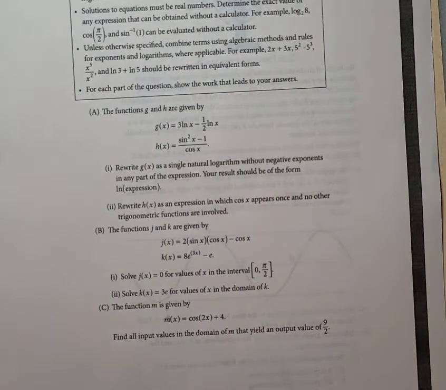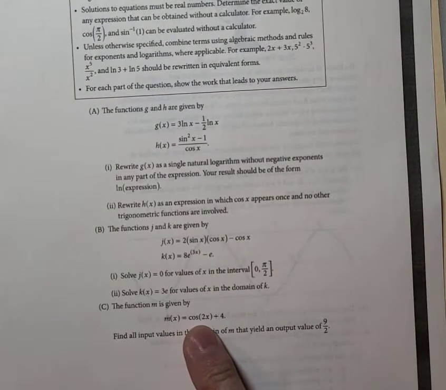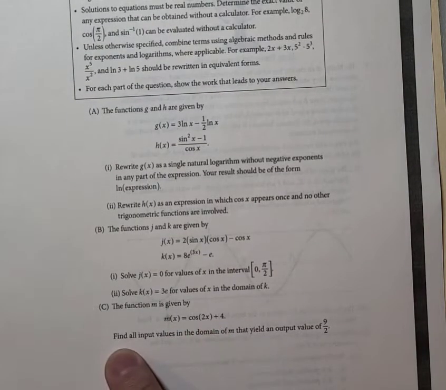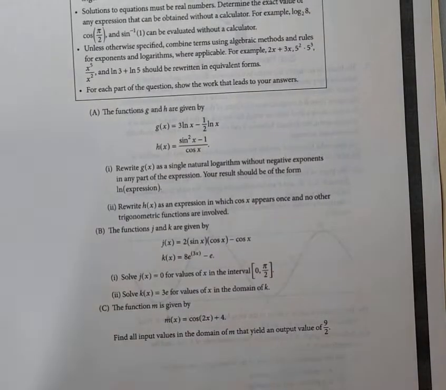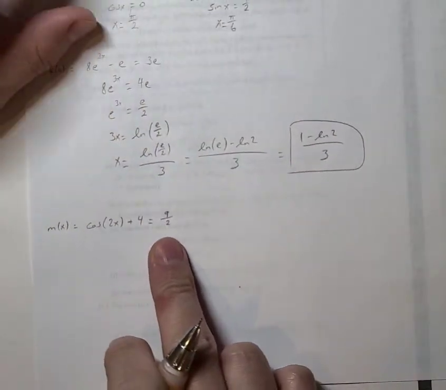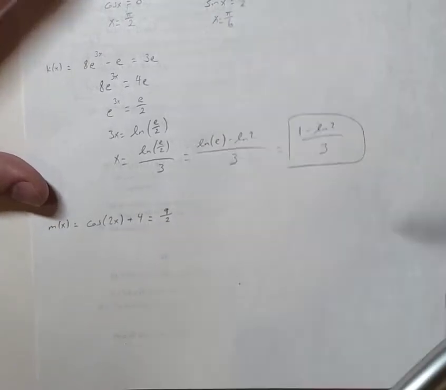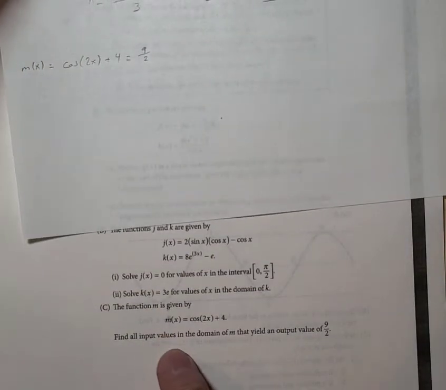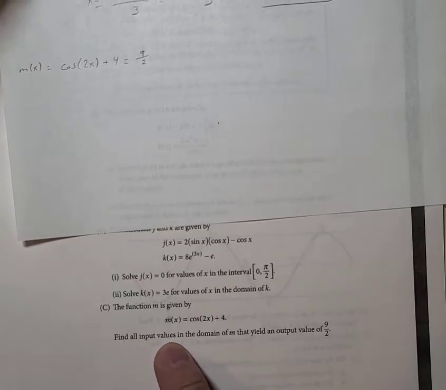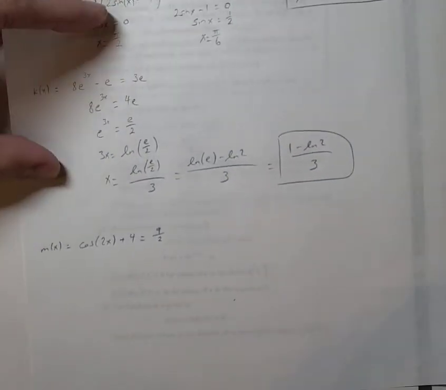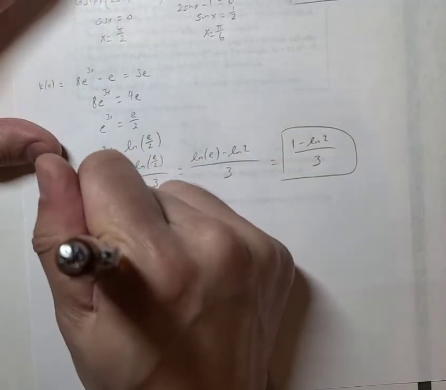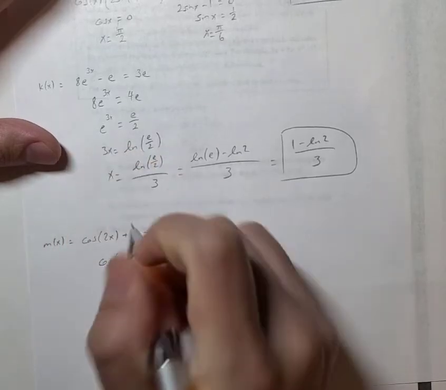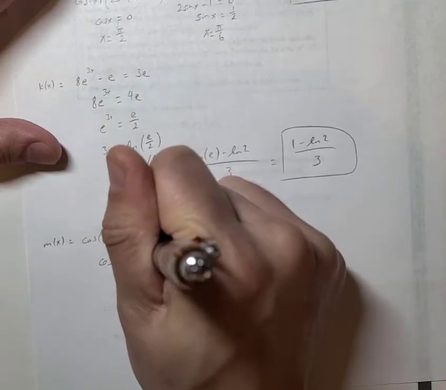And the last one, m of x is cosine 2x plus 4. Find all input values in the domain of m that yield an output value of 9 over 2. So we want to set this equal to 9 over 2, which is why I did it over here. Remember this can happen an infinite number of times, so we want the general solution. That's why it says find all input values in the domain of m. Remember how we find a general solution? Let's solve for x first. Cosine 2x is equal to 9 over 2 minus 4, which is equal to half.